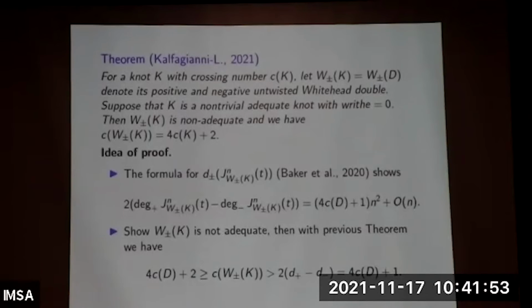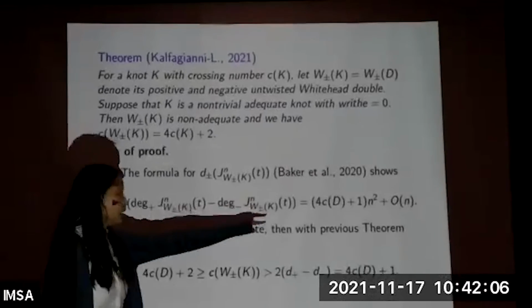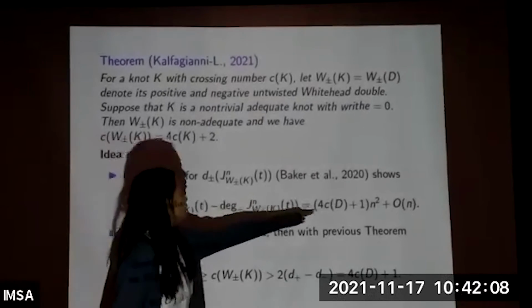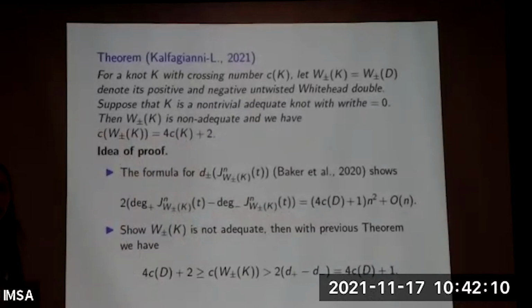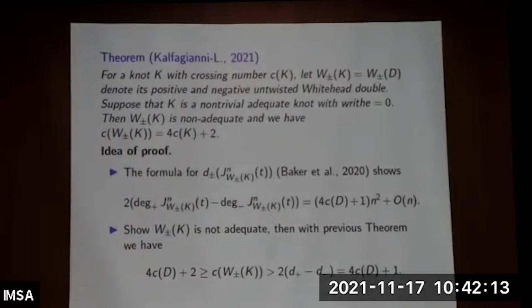And as far as I know, it only works for this very specific type of knot where we can do this computation. You find the knots with exactly the degree span equal in quadratic terms to 4CD plus 1. Okay. You force it by showing that it is not adequate.